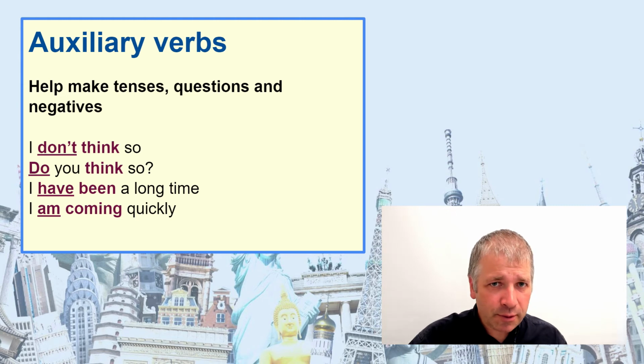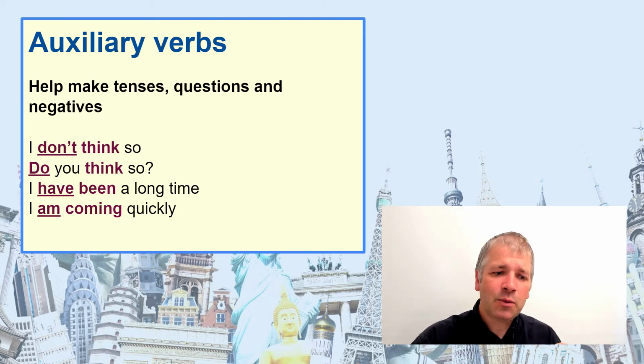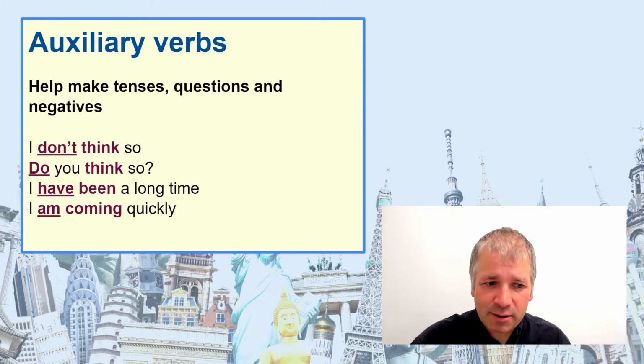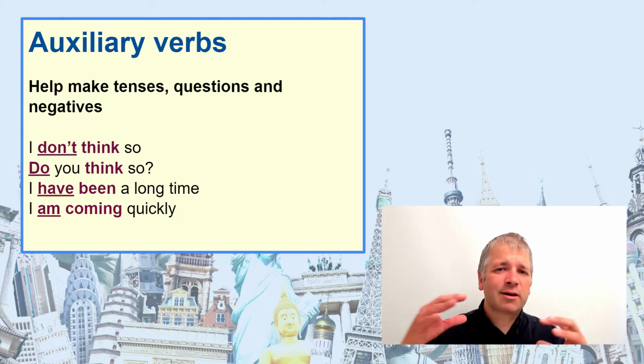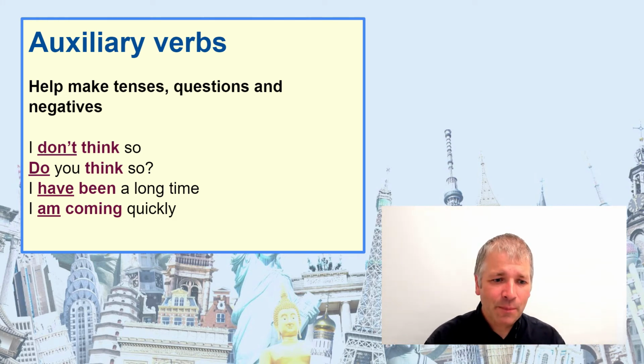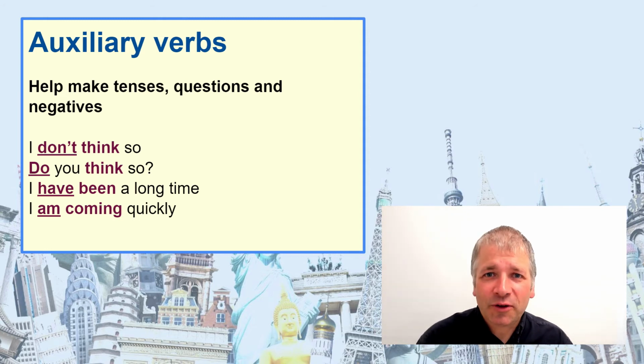Auxiliary verbs also make a verb phrase longer. These are words that help make tenses, questions, and negatives. There are many of these, but briefly: "I don't think so." Here we use do and not to make the negative verb phrase. "Do you think so?" Again, do makes the question, but do and think together are considered to be a verb phrase.